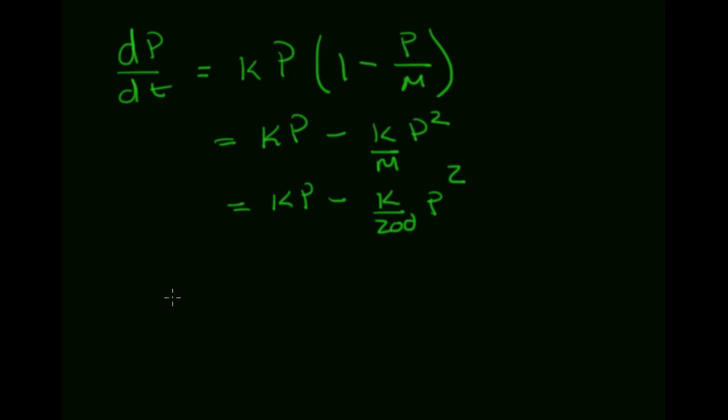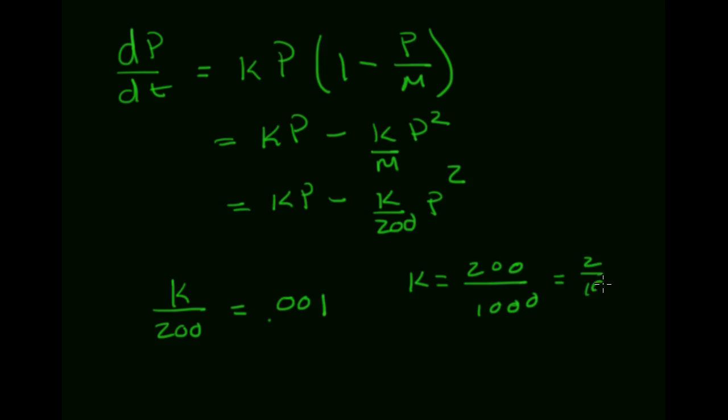If we look at this, we are also told there that k over 200 is going to be 1/1000th, right? So if I try to solve this equation, I get k is equal to 200 over 1,000, which is 2 over 10, which is 0.2. And the one that fits that then would be that I get 0.2 times P minus 0.001 times P squared. So the correct answer there will be A.